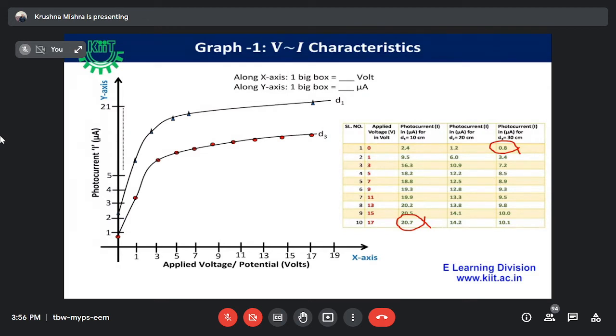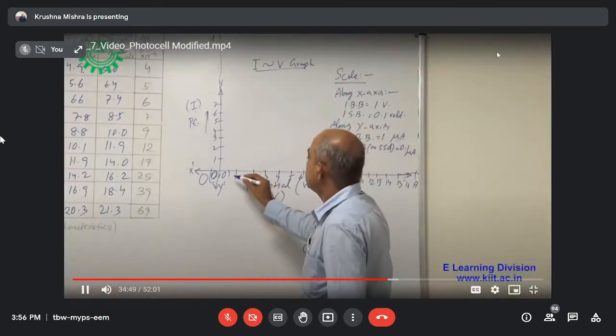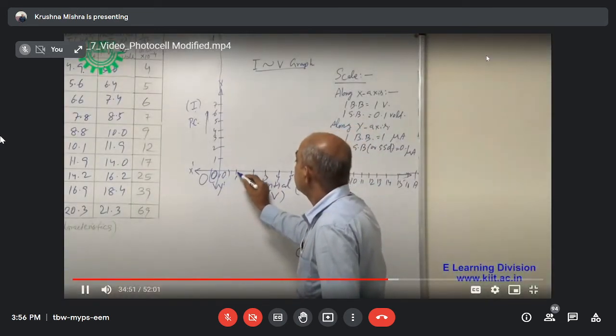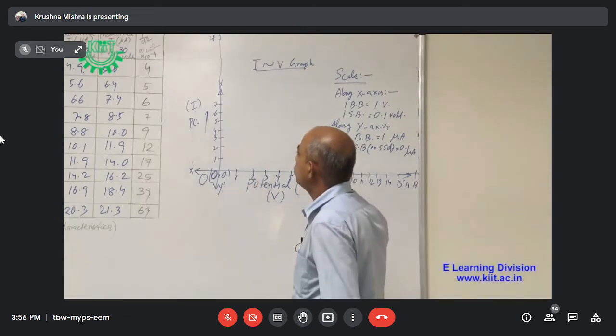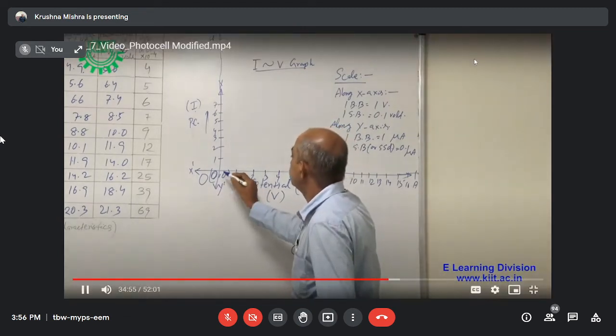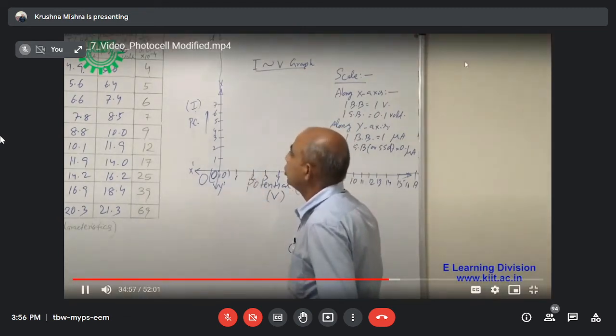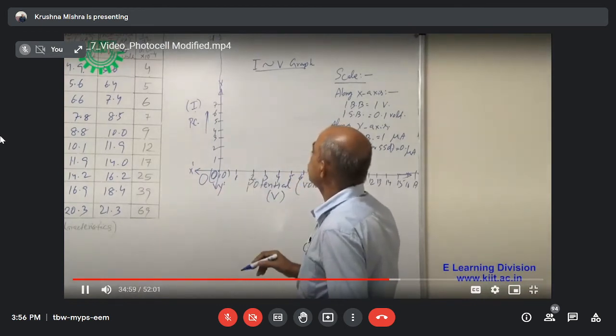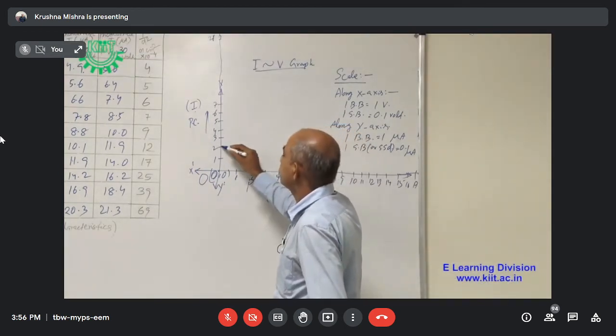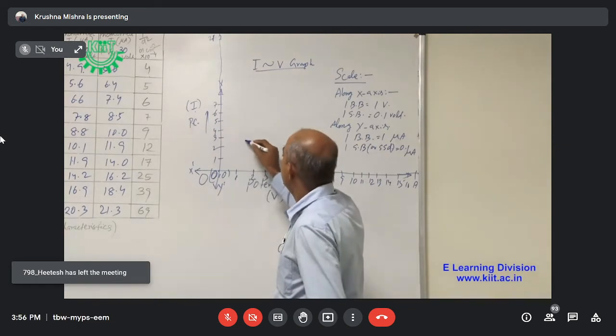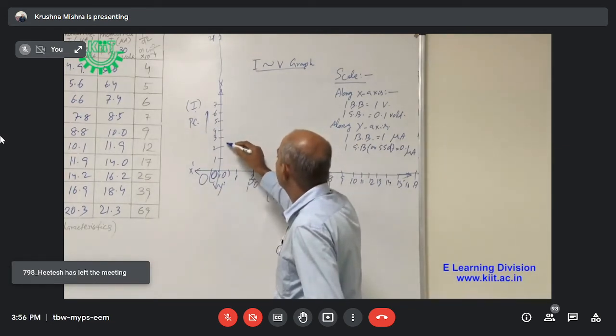Then we will easily plot all the points for a particular distance. Suppose I take 10 cm. Then we can see this is 1 volt and this is 0 volt, the origin. For 0 volt the current is 2.4, so the point comes here.